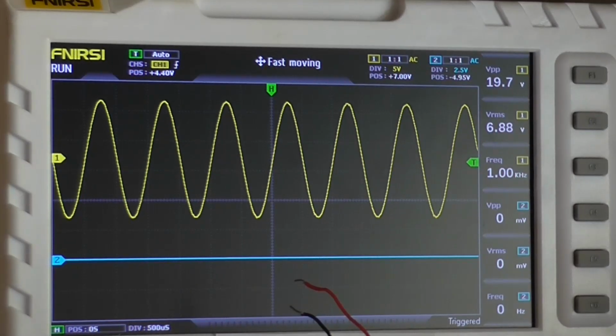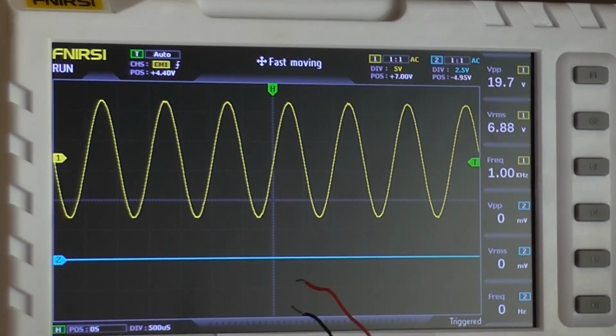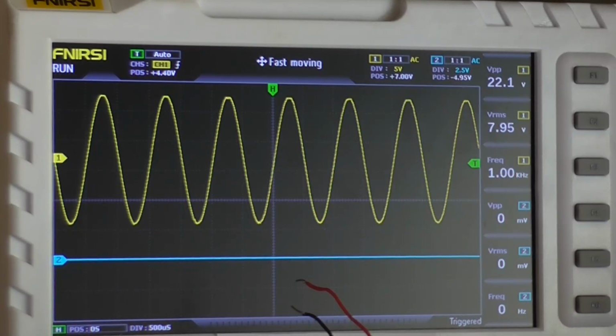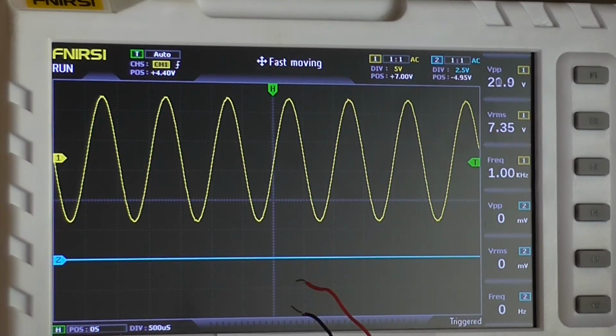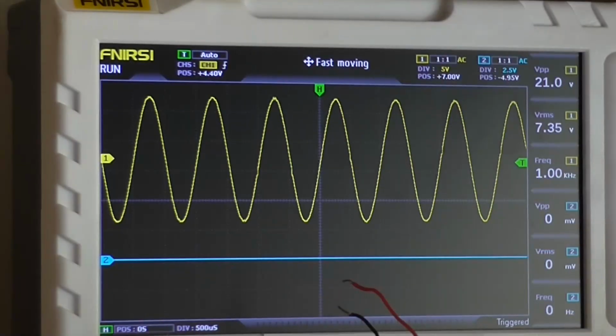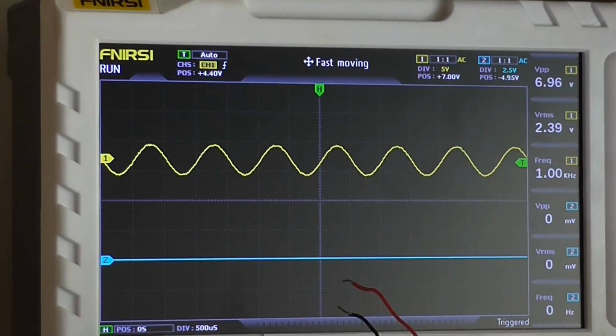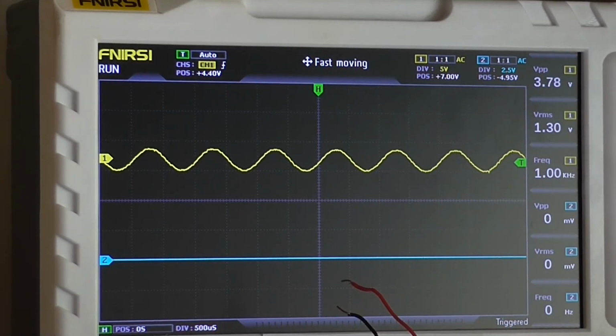And that looks like the maximum output swing we're going to get before clipping, because there's clipping there. And so 7.35 volt RMS at the output, which is not too shabby. So I'm going to drop that down, and I'm going to start loading the amplifier.